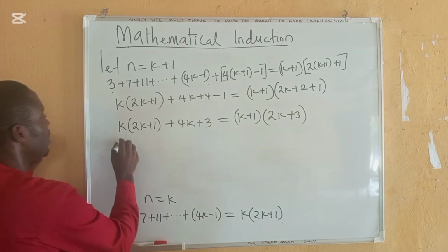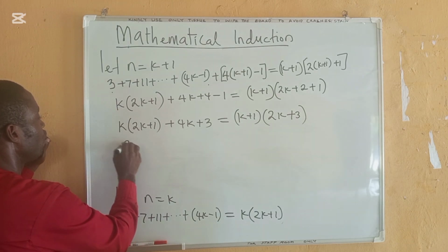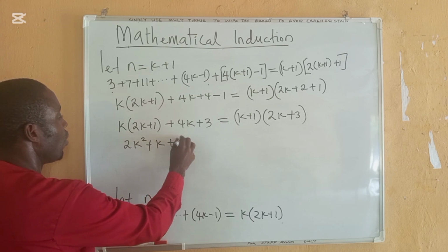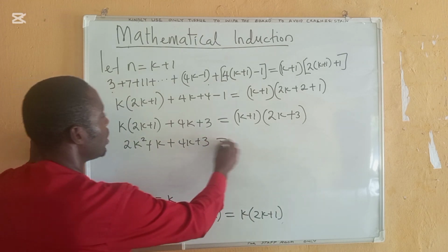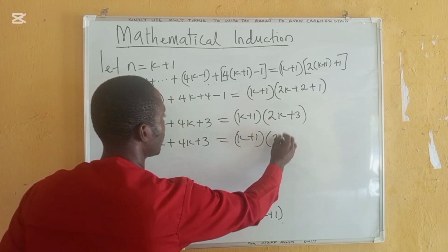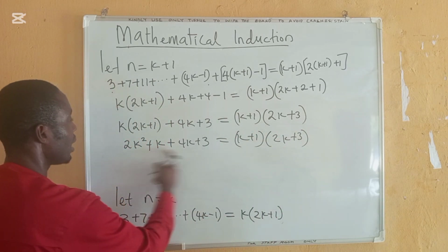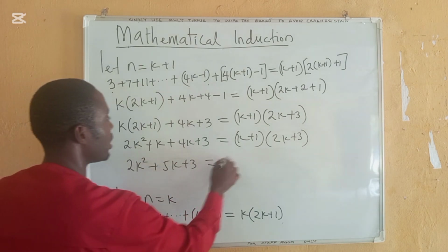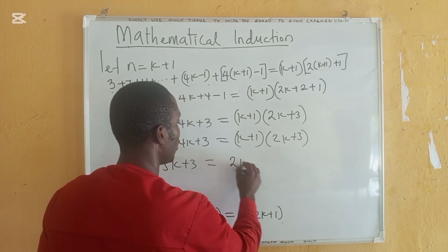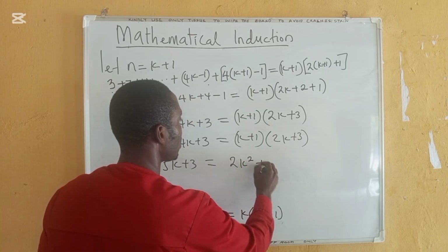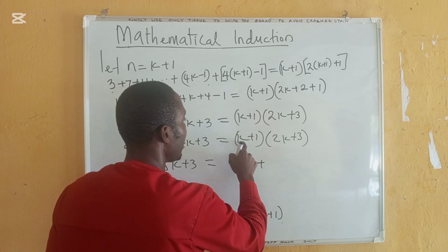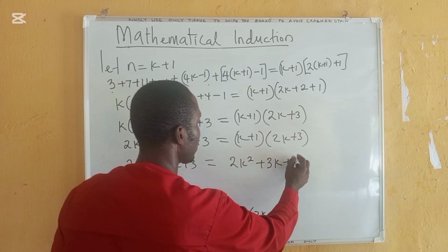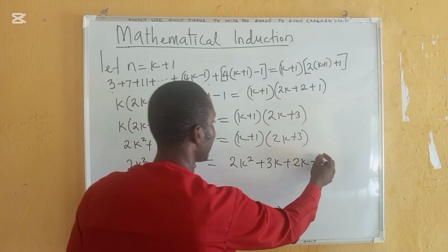Let's open this bracket. We are going to have this times this will give us 2k squared, plus this times this will give us k, plus 4k plus 3. Adding this, we have 2k squared plus 5k plus 3 is equal to, this will give us 2k squared, plus k multiplied by 3 will give us 3k, plus 1 multiplied by 2k will give us 2k, plus 1 multiplied by 3 will give us 3.